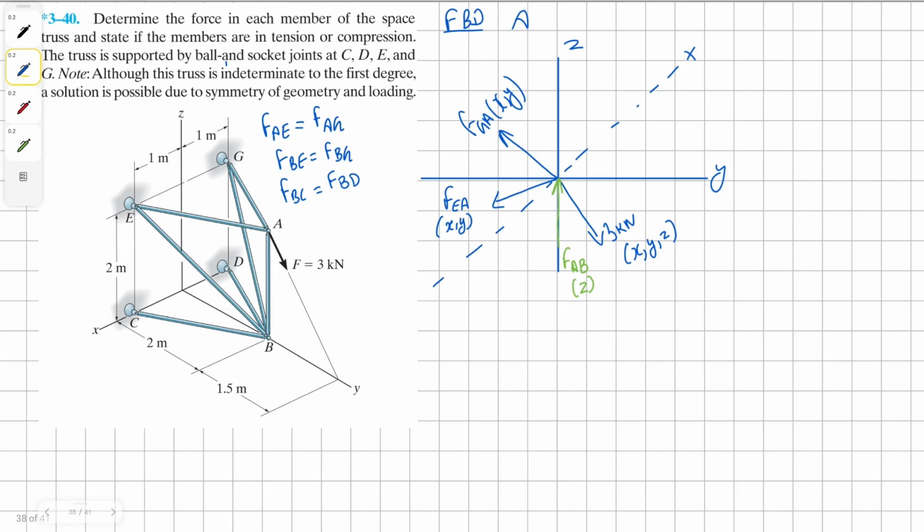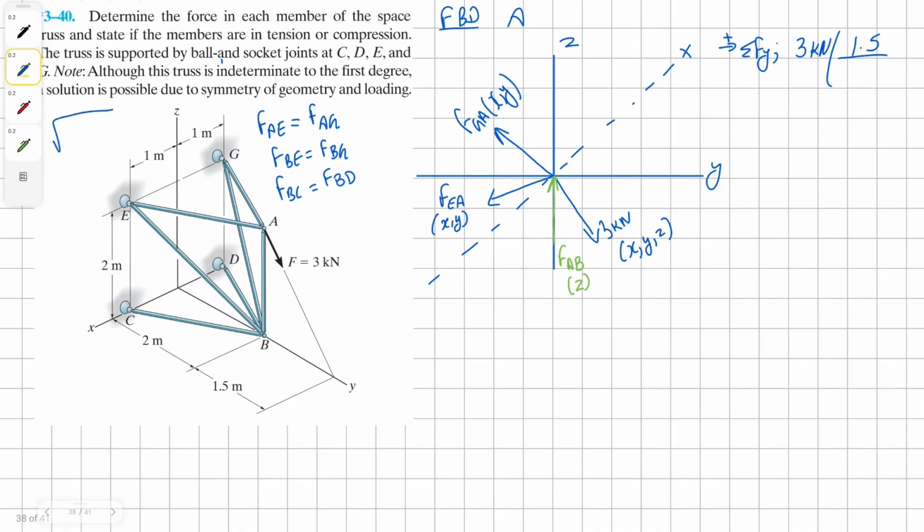Now back to solving our joint A. So we can start by summing the forces in y direction. You're going to have our positive y component of the 3 kilonewton, which is simply 1.5 divided by the square root of 2 squared plus 1.5 squared plus 2 squared, which equals 2.5.